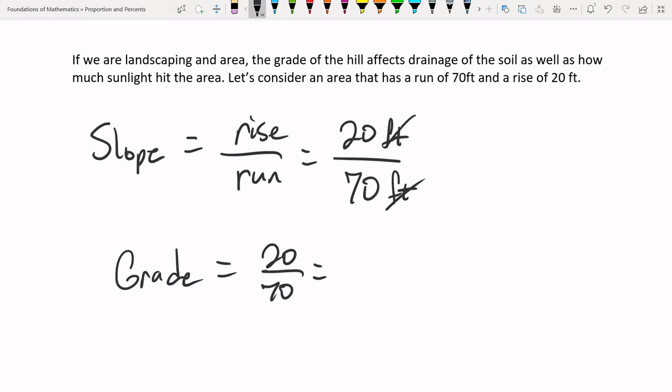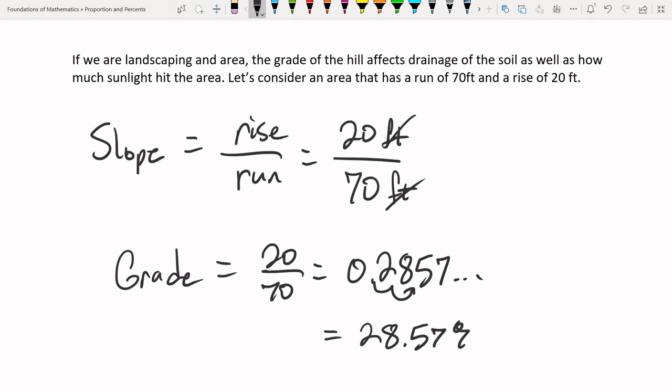which is 0.2857, and then it continues on. I'm just going to round it to that place. So the actual grade is going to be a percentage. Move the decimal point 2 spaces, and we get 28.57%. That is the grade of this area.